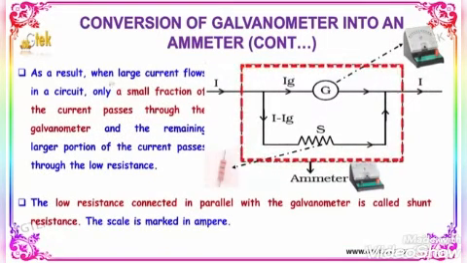As a result, when large current flows in a circuit, only a fraction of current passes through the galvanometer and the remaining large portion of the current passes through the low resistance. The low resistance connected in parallel with the galvanometer is called shunt resistance. The scale is marked in ampere.